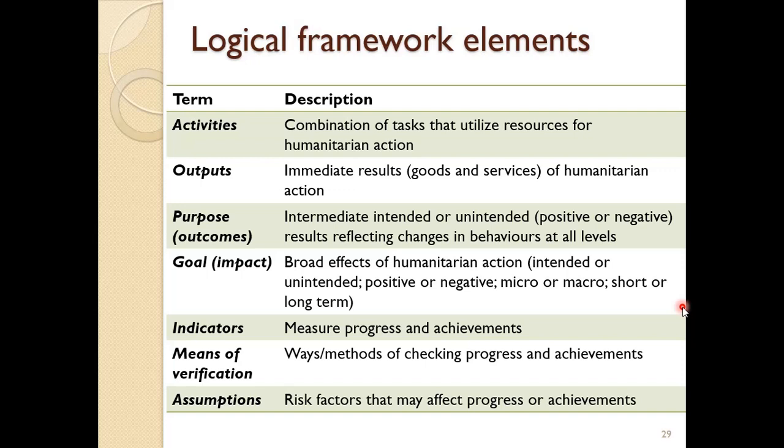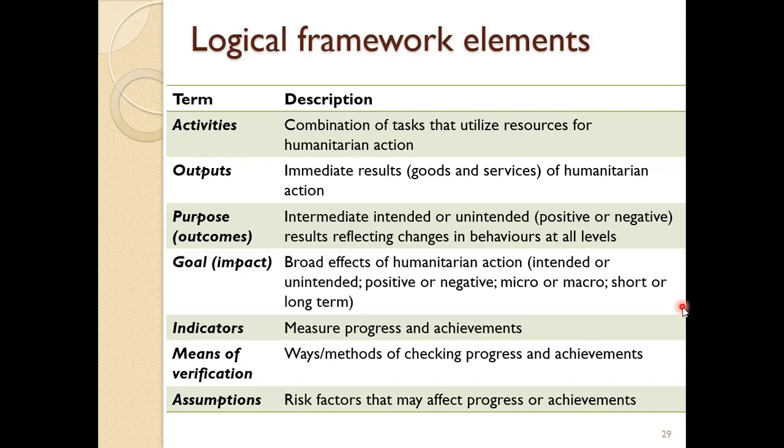So a combination of different activities and tasks are made to put these resources into use, and the immediate results of a combination of those resources and activities are outputs. It could be in terms of goods and services. So maybe cash was given to each household, a certain amount, maybe 500 or so, whatever.